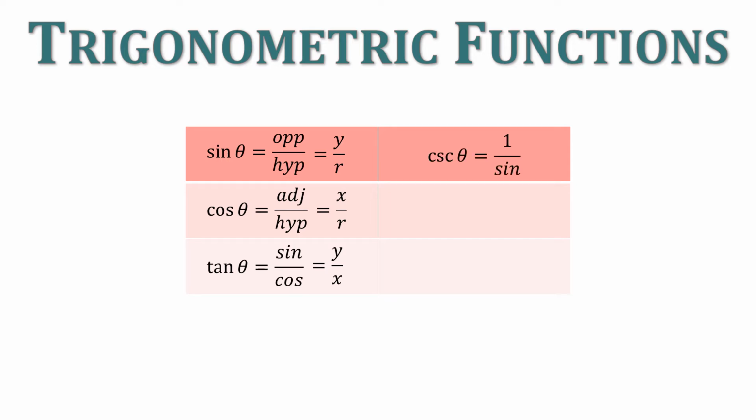Cosecant is the reciprocal of sine, so it's r over y. Secant is the reciprocal of cosine, so r over x. And cotangent is the reciprocal of tangent, so cosine over sine, or x over y.